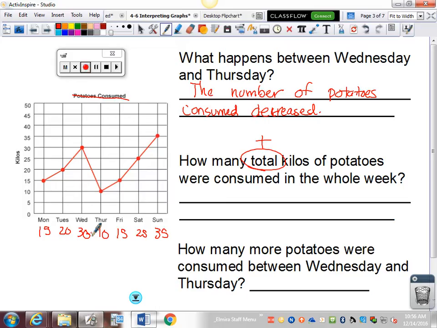Okay, if you paused and added everything up, you would get 150 kilos of potatoes were consumed over the week.